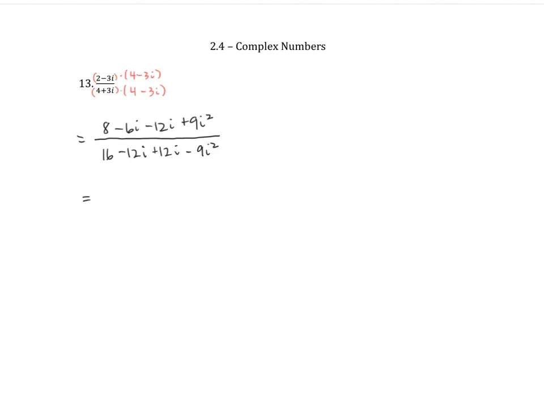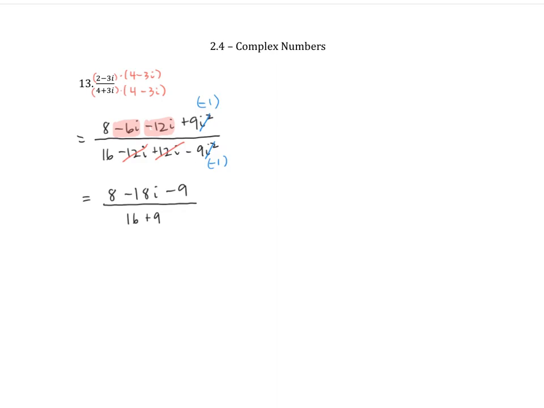Okay, so on the top, I have like terms I need to combine. So these two i terms here will combine together. I've got the i squared, which is going to become a negative 1. So in the numerator, I have 8 minus 18i, and then the 9 times negative 1 will end up giving me negative 9. In the denominator, the 12i's will cancel out because I have a negative 12i and a positive 12i. And then the i squared becomes a negative 1, so that will end up being a plus 9. So in the bottom, I'm going to have 16 plus 9.